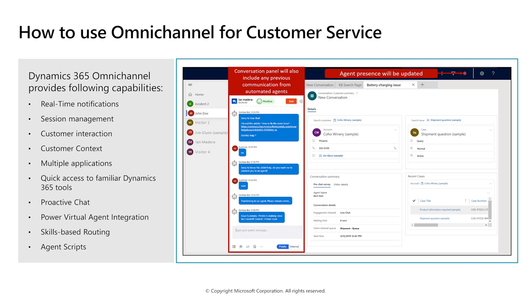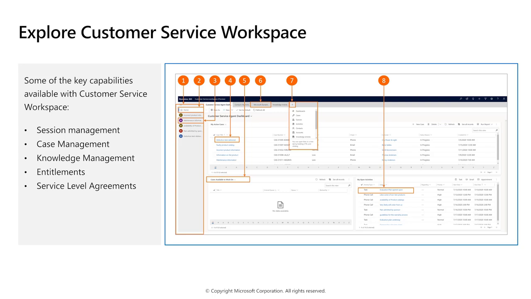Now, omnichannel for customer service is its own app, but what we also have, the general one, is the customer service workspace app. If we take a look at the customer service workspace, it combines the session management capabilities of omnichannel with the core case management and knowledge management capabilities found in the traditional customer service hub application. So let's take a look at some of the key capabilities that are available for it.